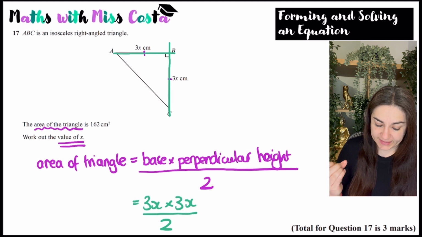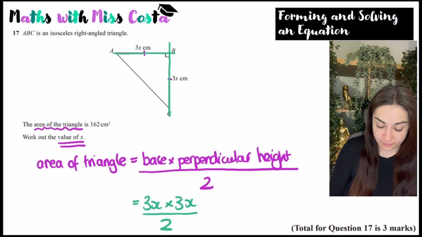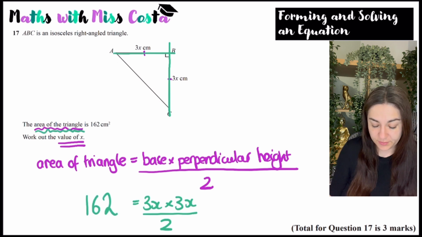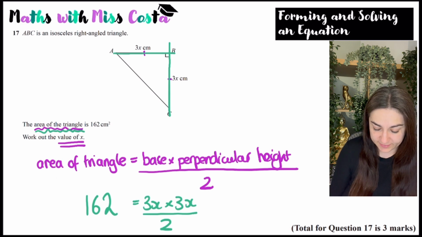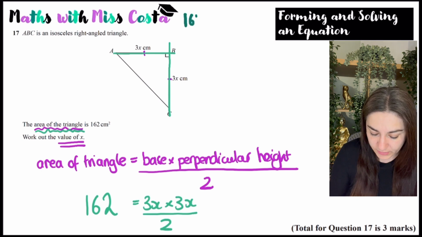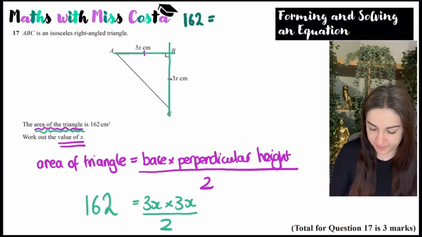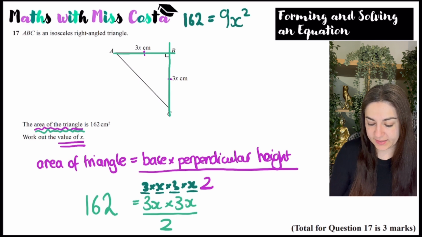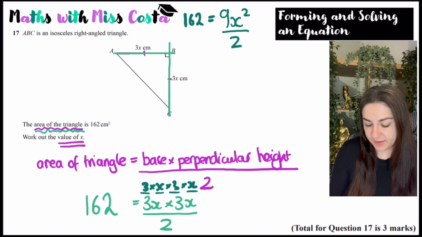So I can just think to myself, okay, I'm going to use the formula for the area of a triangle. This is the formula. I've been told that the area of the triangle is 162, so therefore I know 162 equals 3x times 3x divided by 2. So now it's up to me to simplify that. So 3x times by 3x, that's the same as saying 3 times x times 3 times x. 3 times 3 is 9, and x times x is x squared. And then that's being divided by 2.